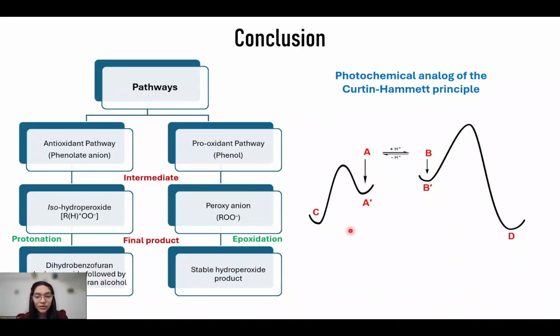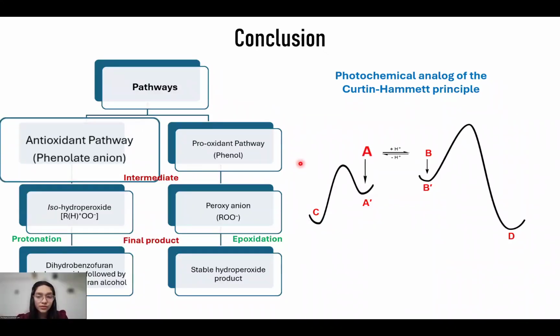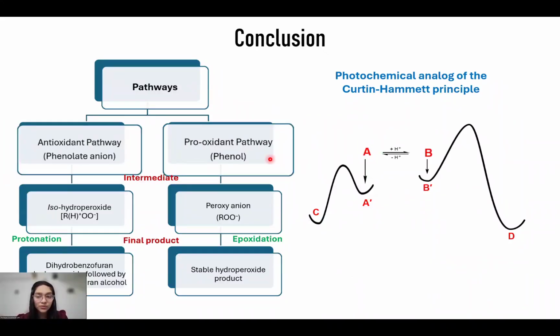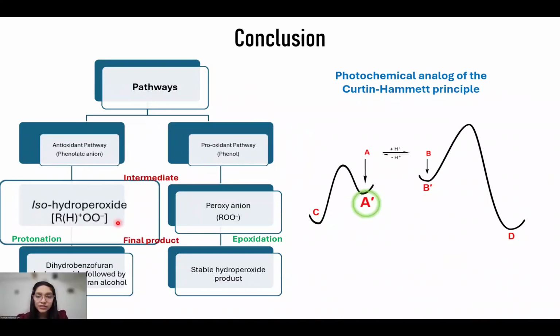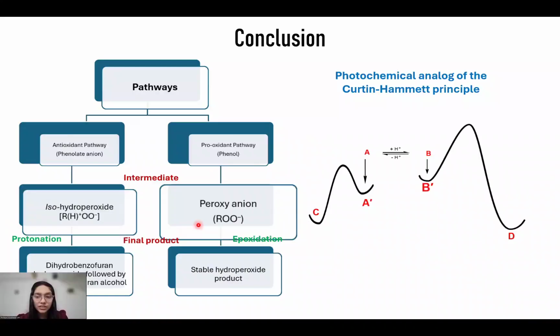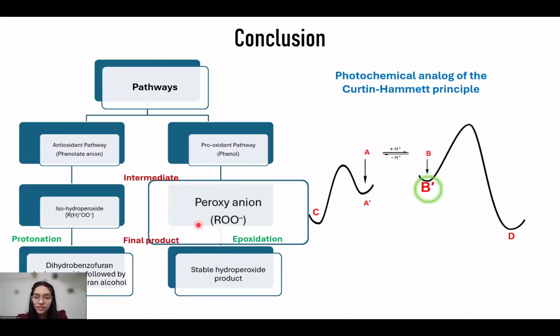In conclusion, our work outlines two key pathways, one antioxidant and the other pro-oxidant, and I'll show you the corresponding positions in the energy diagram. The antioxidant pathway begins with the phenolate anion, whereas the pro-oxidant pathway begins with the phenol form. The intermediate in the antioxidant pathway is the isohydroperoxide intermediate, and in the pro-oxidant pathway it is the peroxyanion intermediate.